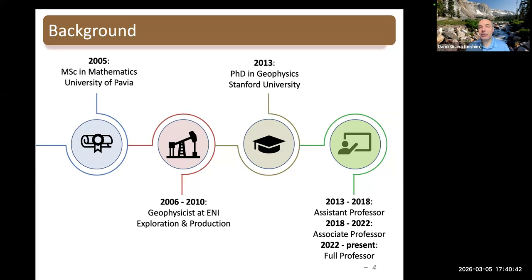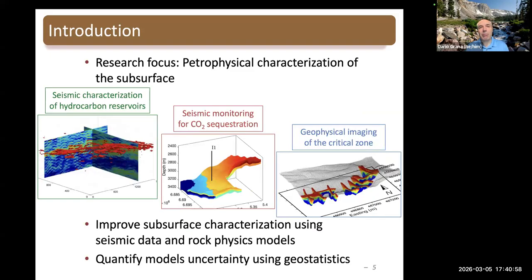I did my PhD in geophysics, and then I became a professor at the University of Wyoming in 2013, and I followed the usual path of the academic career in the United States, from assistant professor to associate professor, and I'm now a full professor at the university. So my research focuses mostly on petrophysical characterization of the subsurface. What this means is that I want to predict rock and fluid properties, for example, porosity, volumetric mineral fractions, fluid saturations, in the rocks that are underneath the subsurface.